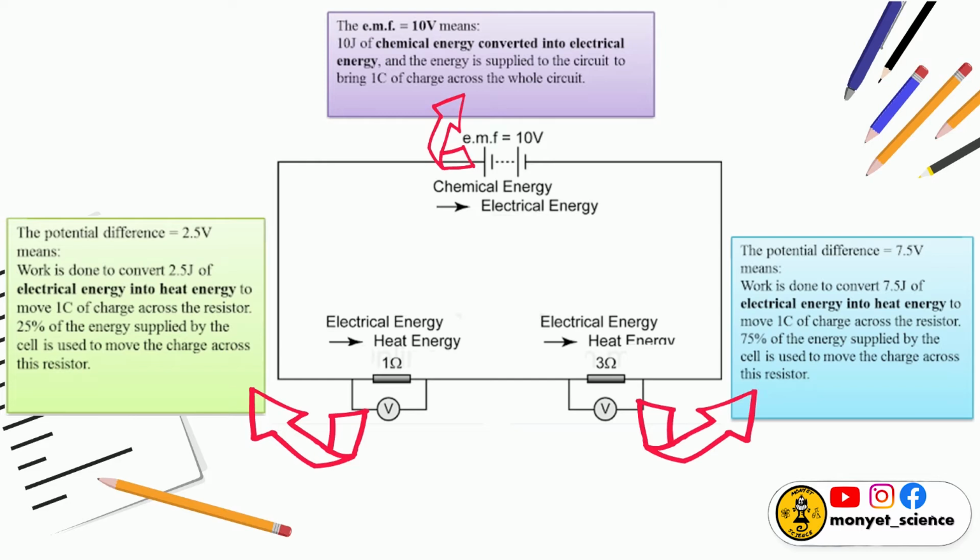The potential difference of 7.5 volts means that the work is done to convert 7.5 joules of electrical energy into heat energy to move 1 coulomb of charge across the resistor. 75% of the energy supplied by the cell is used to move the charge across this resistor.